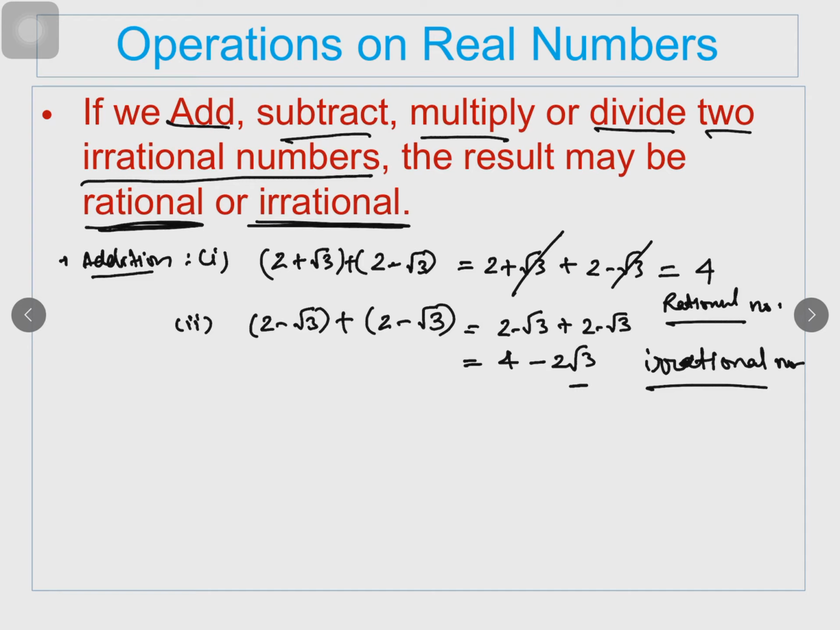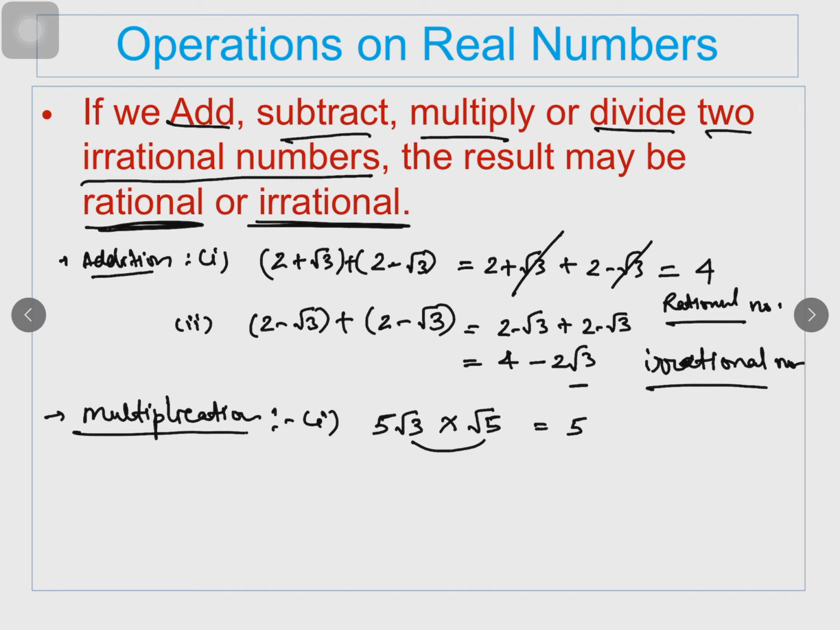Let's check it now for multiplication. Again we'll take two examples. In the first, let's take a number like 5 root 3, which is an irrational number, multiplied by root 5. So when you multiply 5 root 3 by root 5, the result will be 5, and these two root values will be multiplied, so the result will be 5 root 15, which is an irrational number.